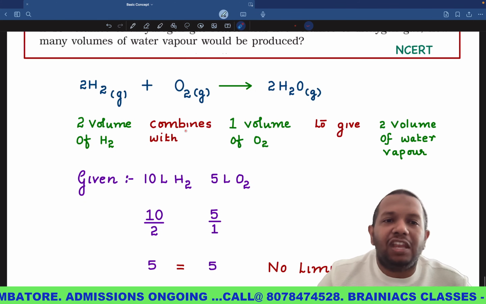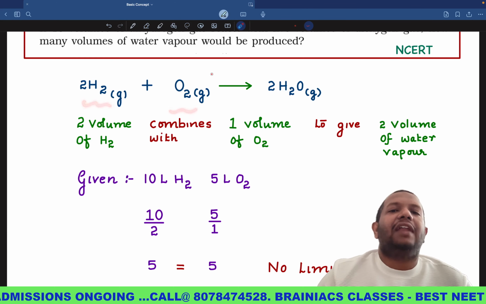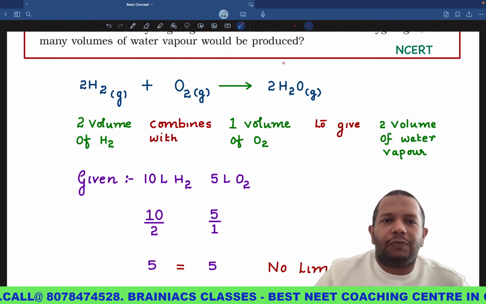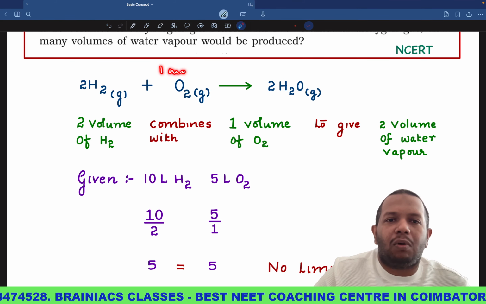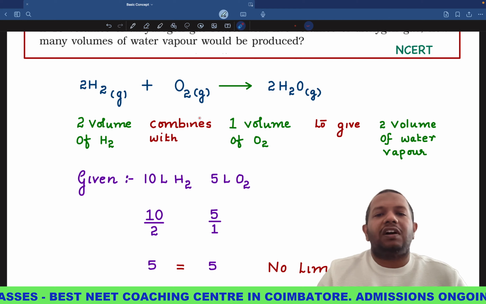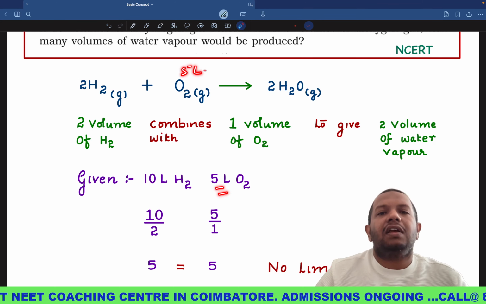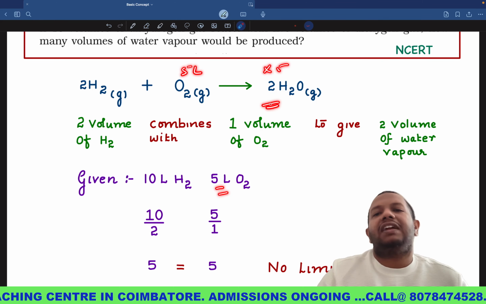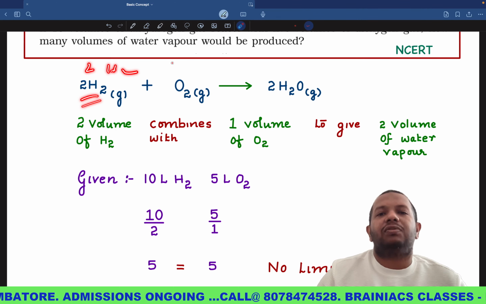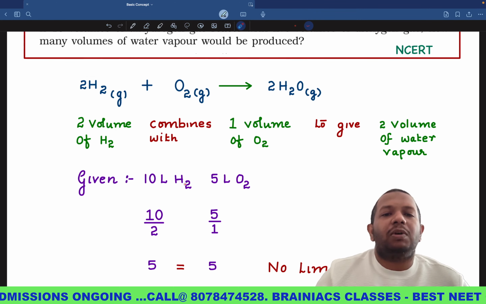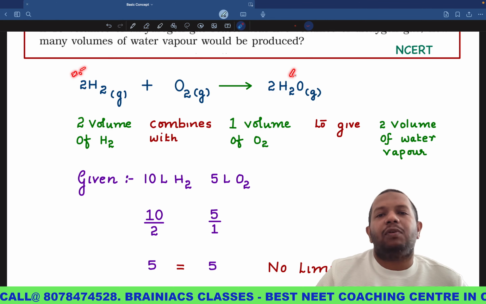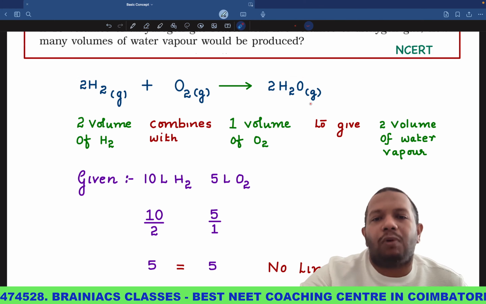You can take any of the reactants and find out the respective amount of water vapor formed in the reaction. So if I am taking oxygen, I can say 1 mole oxygen gives 2 mole of water. Then with respect to oxygen, how many liters of oxygen are there? 5 liter. So multiply by 5 on both sides, and I will get the answer. Or you can take 2 mole hydrogen gives 2 mole water. Then how much hydrogen is there? 10. So multiply by 5 on both sides, and you will get the respective amount of water.